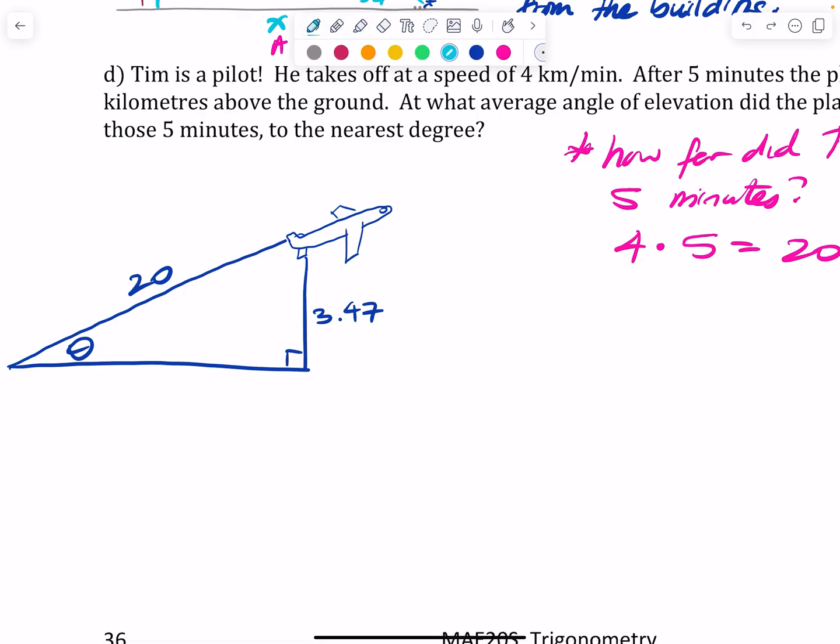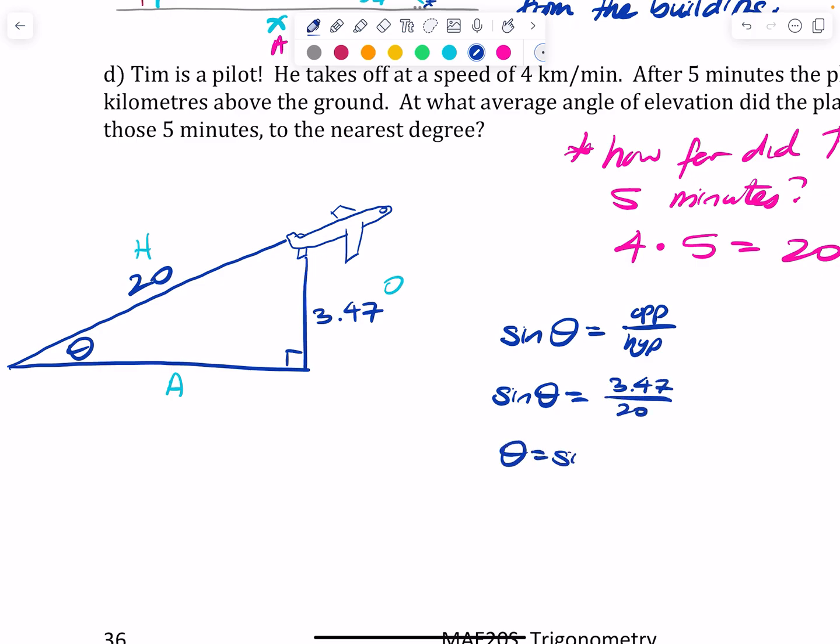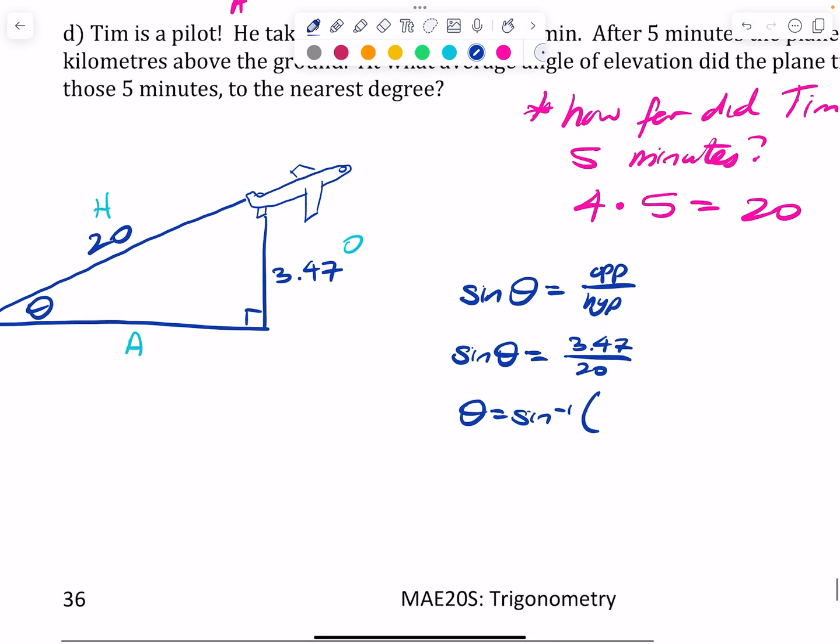All right, coming in on this, I've got opposite and hypotenuse. I don't have adjacent. So I'm going to set things up with the sine ratio. And the opposite is 3.47. The hypotenuse is 20. So theta, it's been a while since we found angles, but we do sine inverse of this 3.47 over 20. Let's see what I get. Sine inverse. To the nearest degree, I'm getting 10.